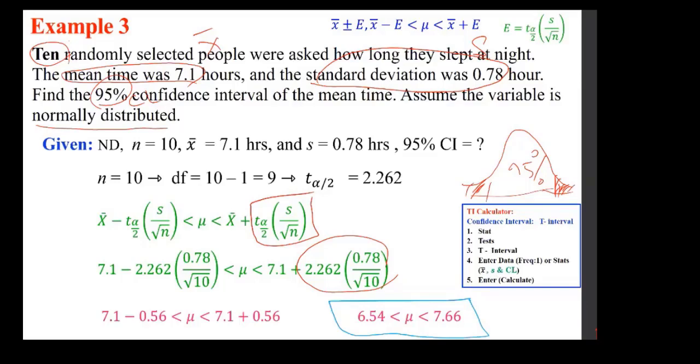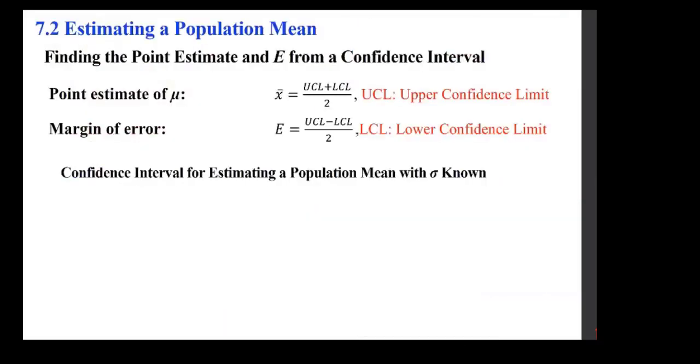confident that the limits of 6.54, and remember those are, let me just write the units, hours. The limits of 6.54 hours and 7.66 hours actually contain the true value of mu, okay? The mean value that people sleep at night. So we are 95% confident that the true value of the mean mu that people sleep is between 6.54 and 7.66 hours.